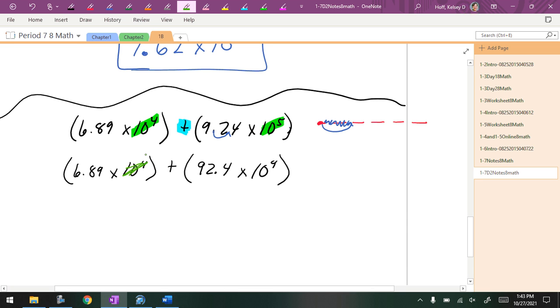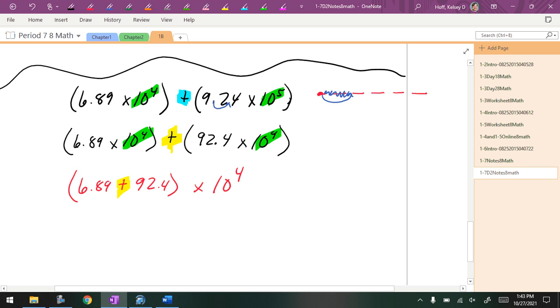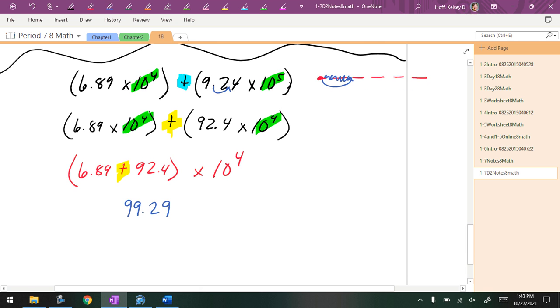Now, as Aspen said, now that these are the same, we can regroup them. We can put our front pieces together. 6.89 plus 92.4. That was a common mistake yesterday. People wanted to change that to multiplication. And we're going to keep it as times 10 to the 4th. So now actually add 6.89 plus 92.4. 99 point, like that. Times 10 to the 4th.